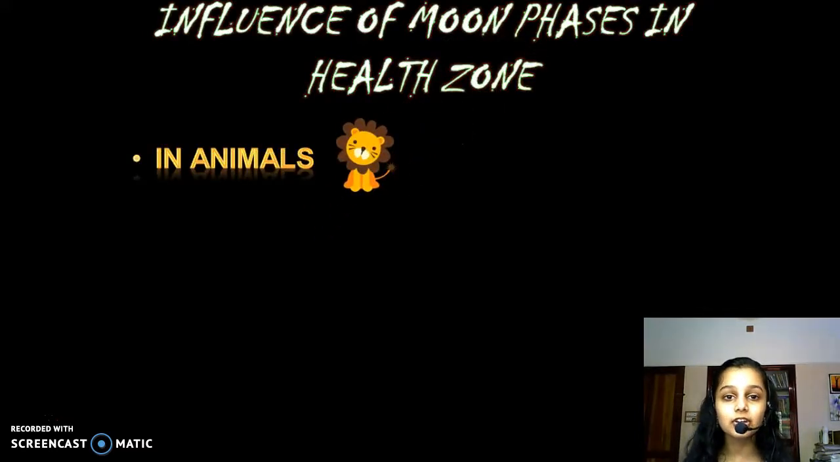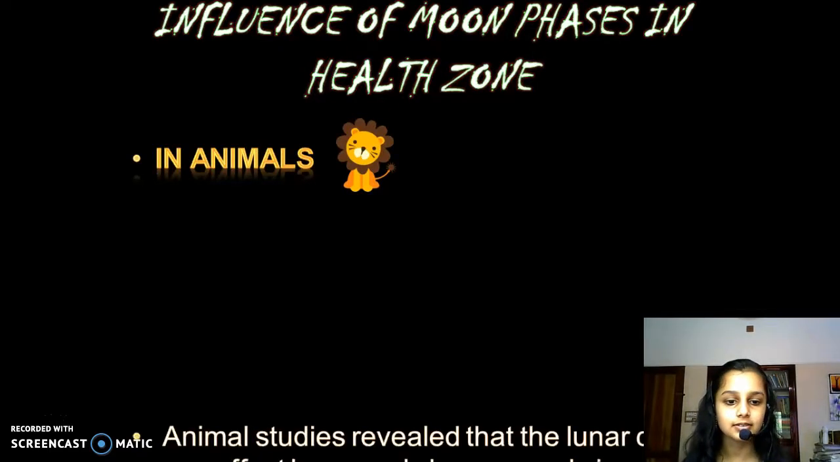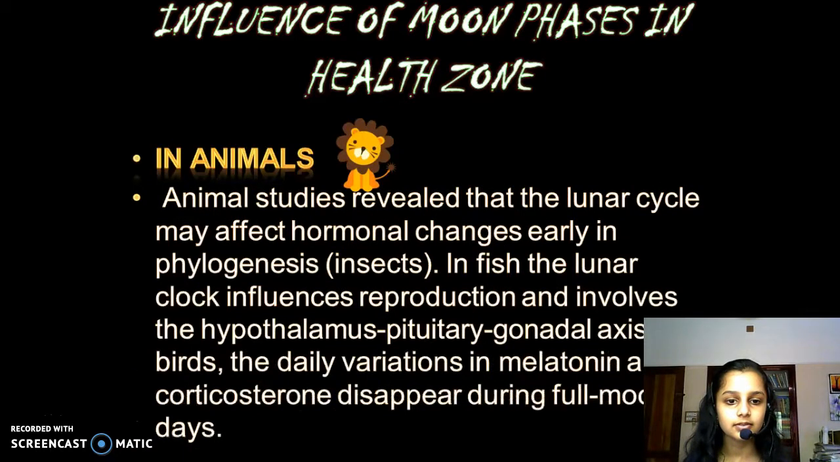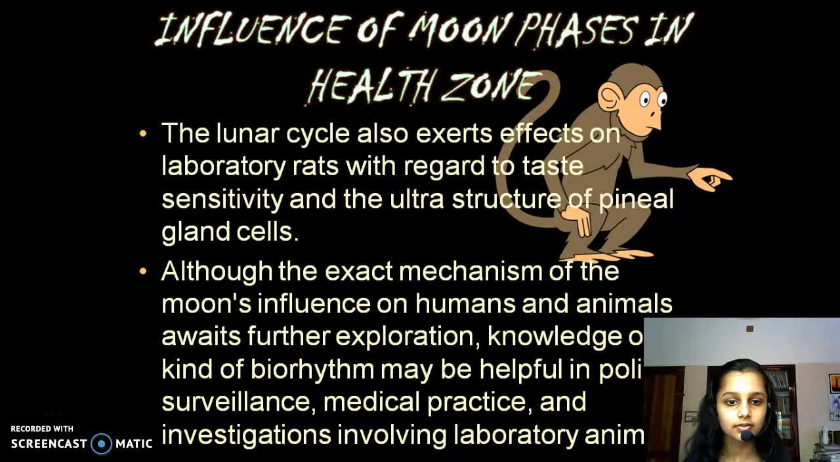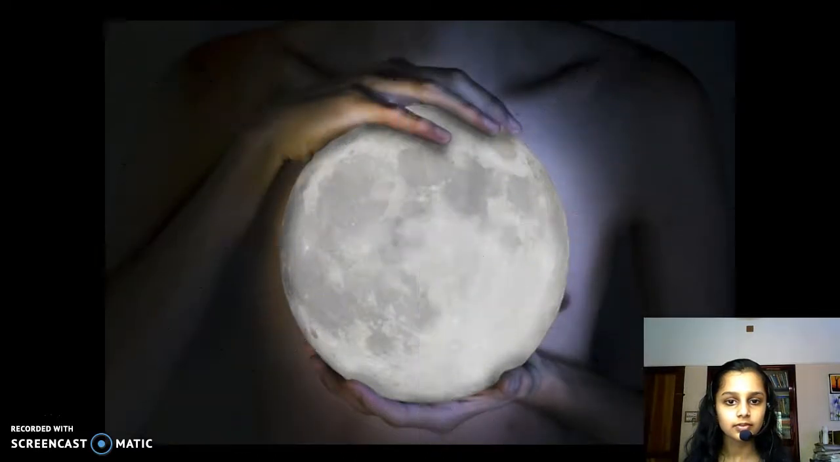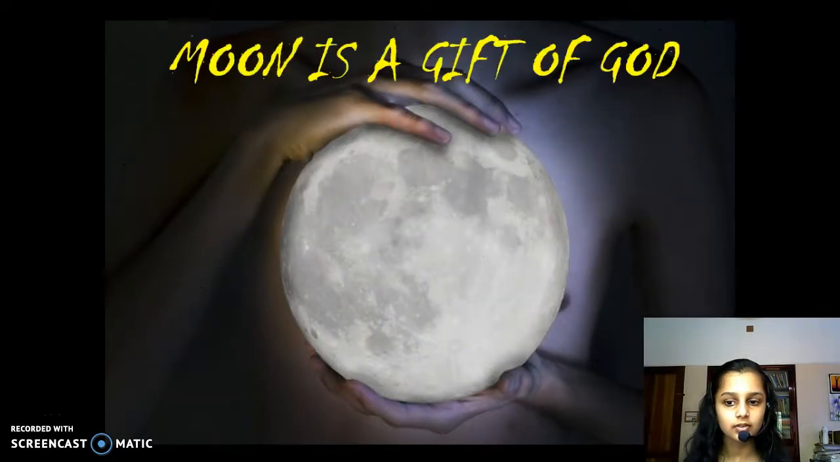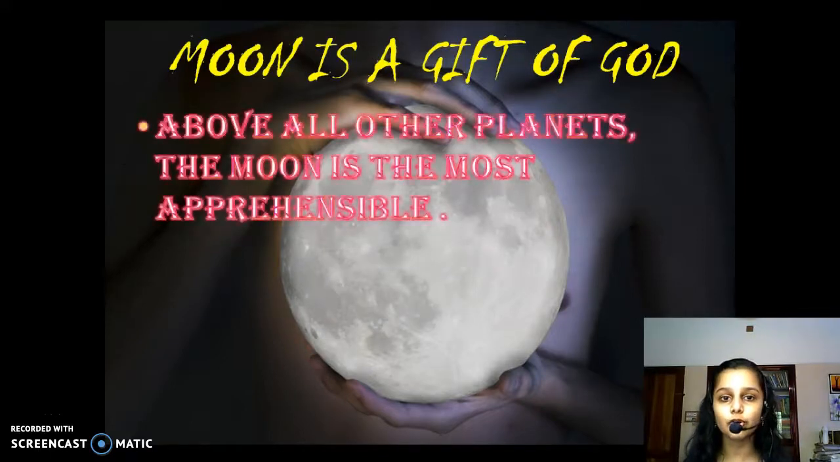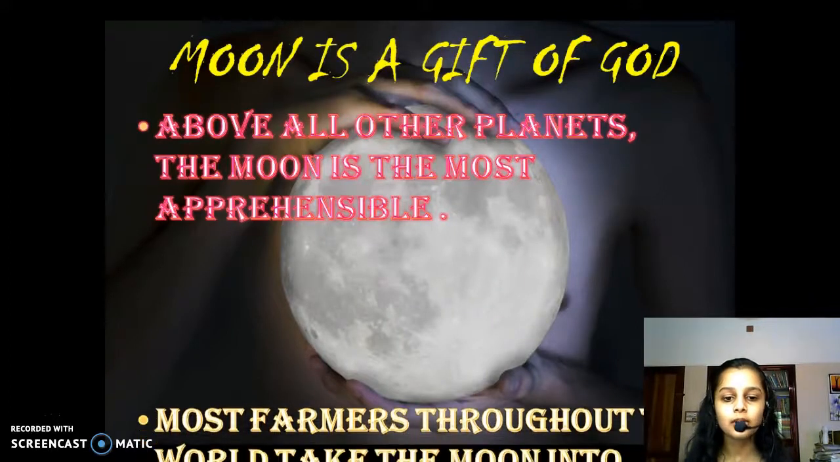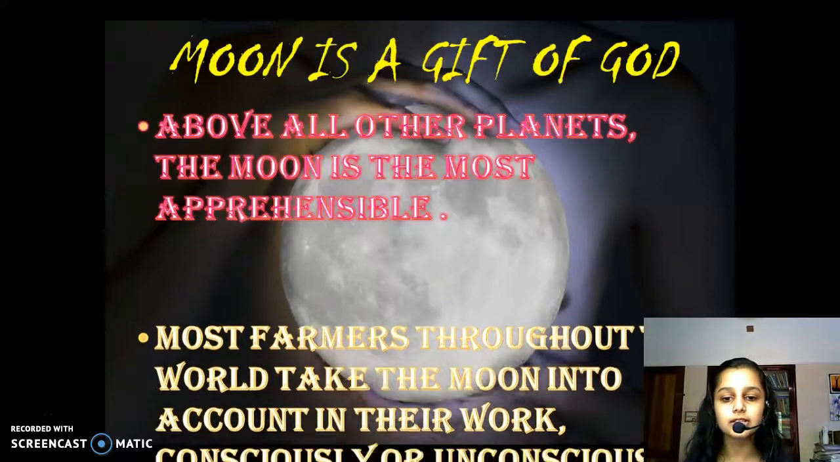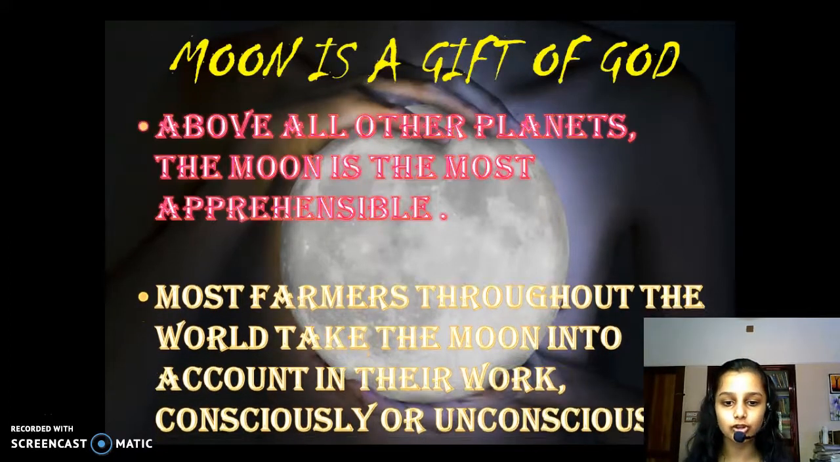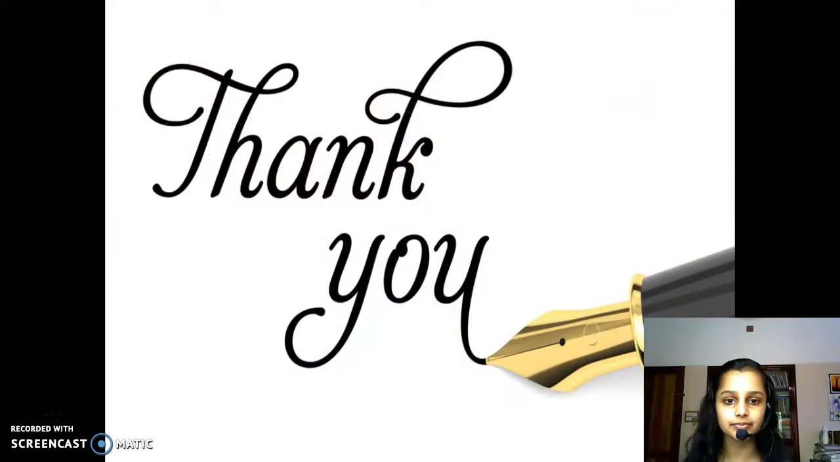Now, we can learn about the influences of moon phases in animals. Moon is a gift of God. Above all other planets, the moon is most apprehensible. Most farmers throughout the world take the moon into account in their work, consciously or unconsciously.